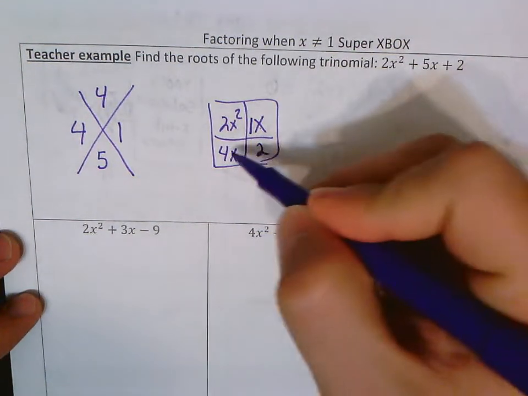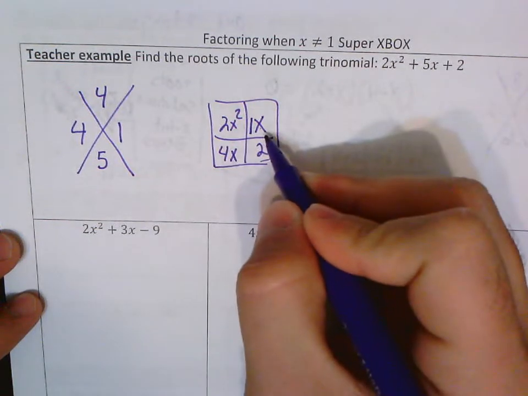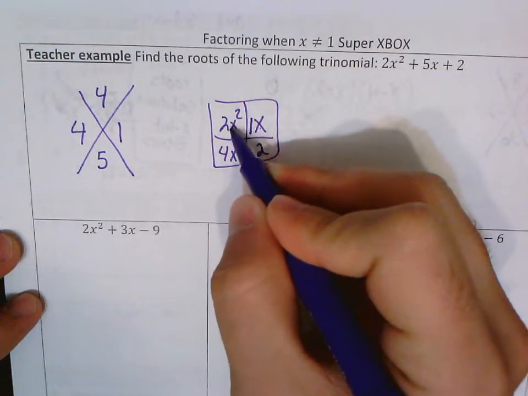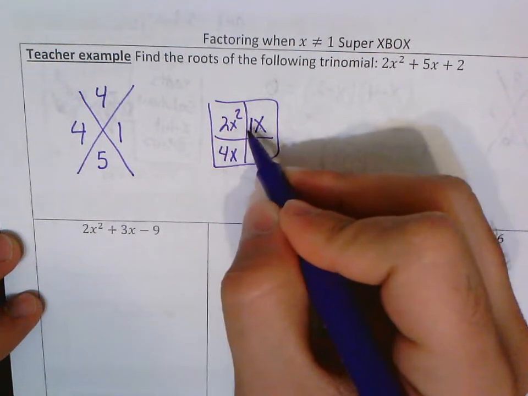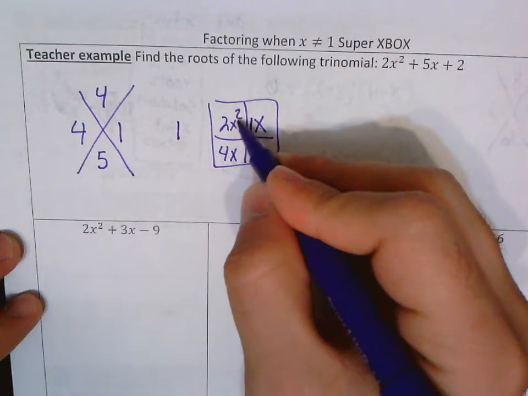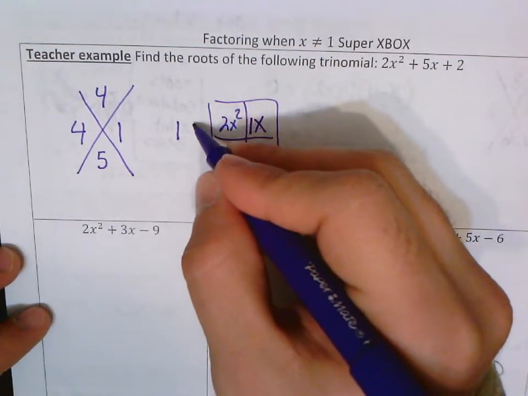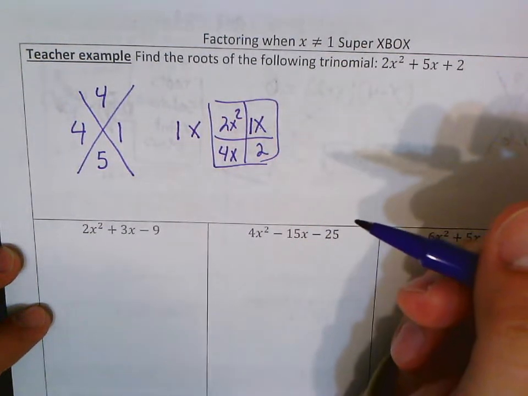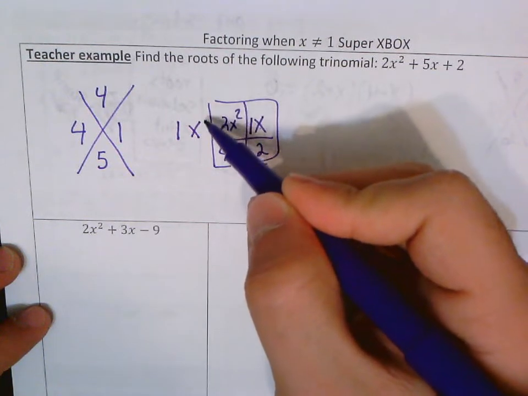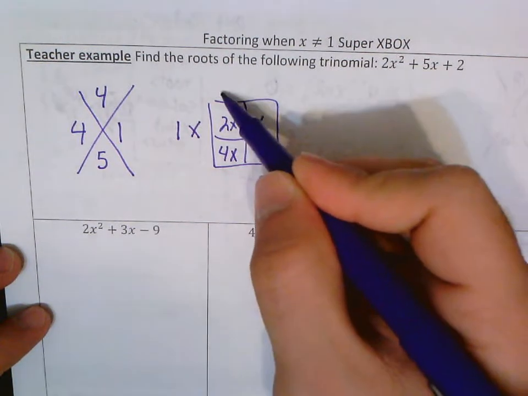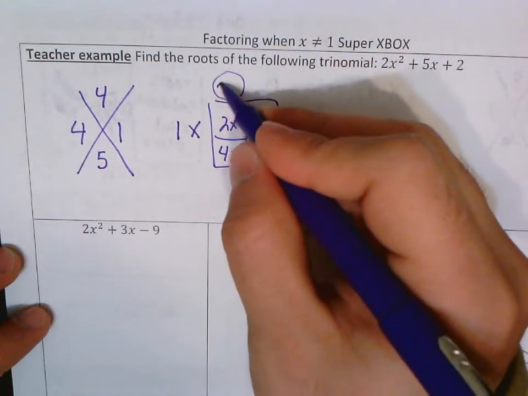Okay. Now that I placed the numbers here, I'm going to figure out what is the greatest common factor between 2x squared and 1x. The greatest common factor between a 2 and a 1 is just 1. The greatest common factor between an x squared and an x, they actually have 1 power of x in common, so it's just x. And now I'm going to ask myself, what times x gives me 2x squared? Because I want to find the number here. What times x gives me 2x squared? The answer is 2x.